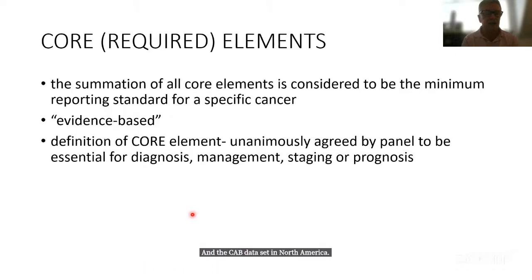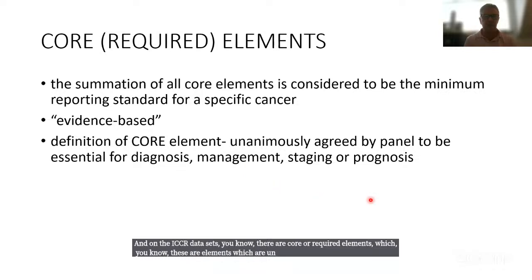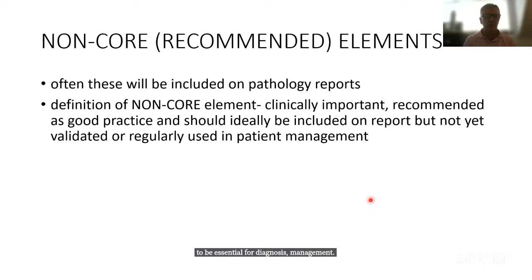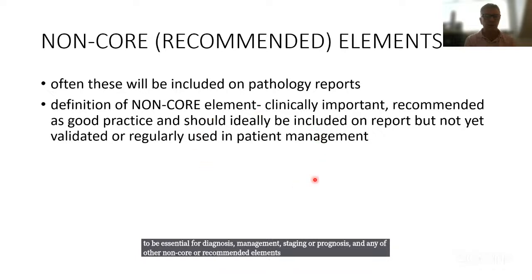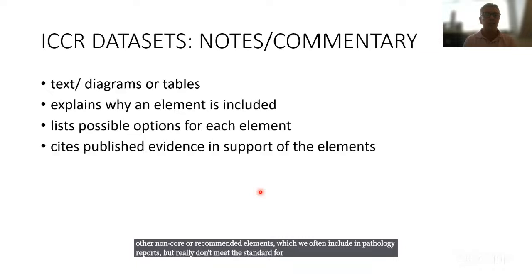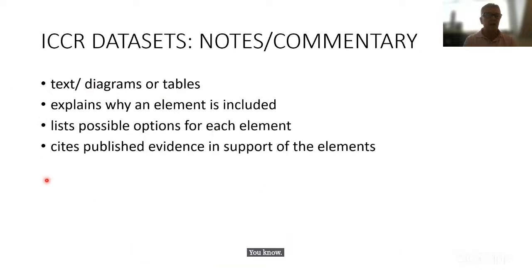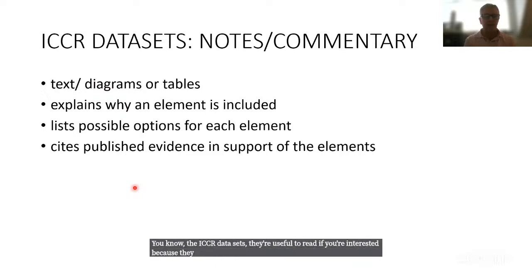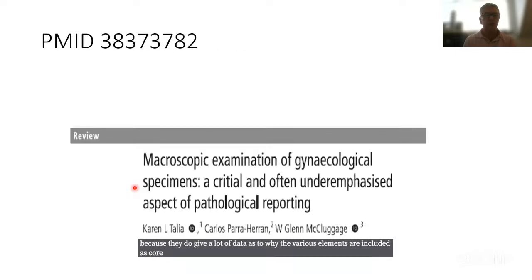On the ICCR data sets, there are core or required elements, which are elements unanimously agreed by the panel to be essential for diagnosis, management, staging, or prognosis. And then you have other non-core or recommended elements, which we often include in pathology reports, but really don't meet the standard for core elements. The ICCR data sets are useful to read if you're interested, because they give a lot of data as to why the various elements are included as core or non-core elements.